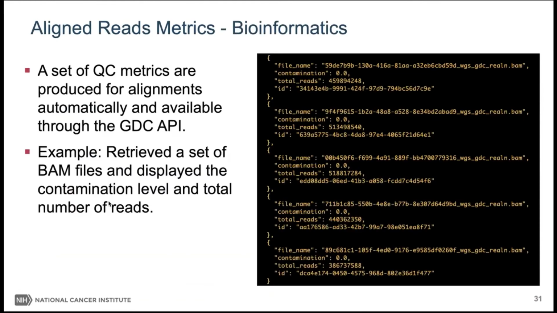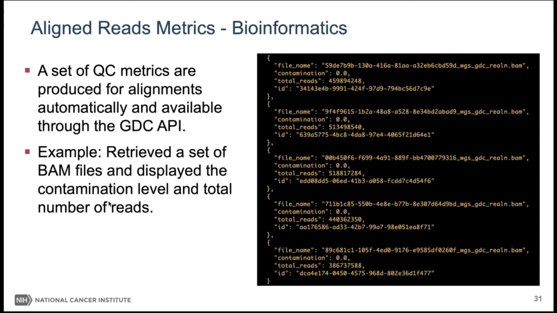Thanks, Jonathan, for giving us a look behind the scenes at the GDC. And now I'm going to go over some more user-facing things. So first, I'd like to talk to you about some of the aligned reads metrics that were previously mentioned in the bioinformatics section. As I said before, a set of QC metrics are produced for alignments automatically, and these are directly imported into the GDC database and then eventually available through the GDC API.